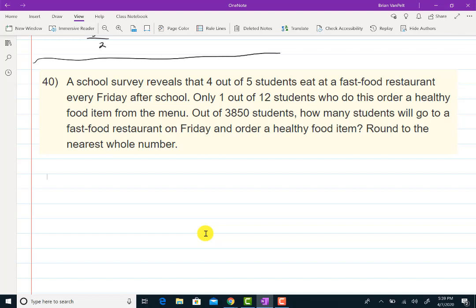So we have two things here. Out of 3,850 students, how many students will go to a fast food restaurant on Friday and also order a healthy food? So first, I'm going to figure out how many students go to a fast food restaurant.